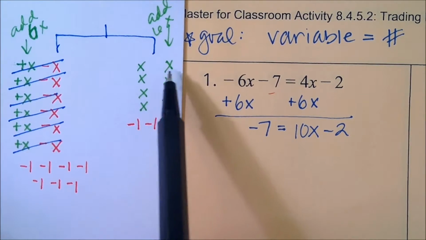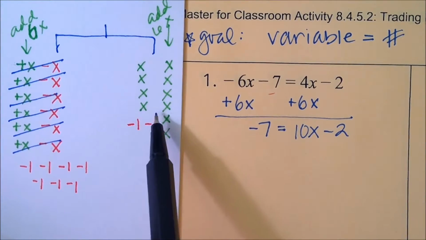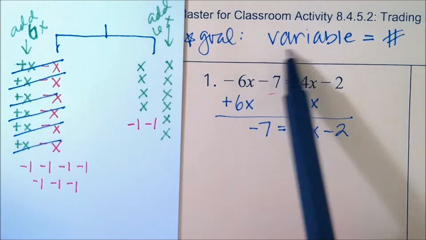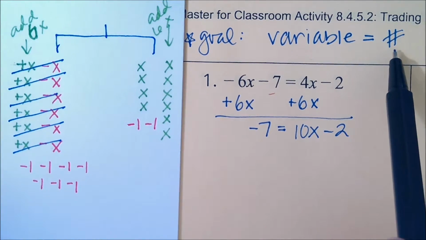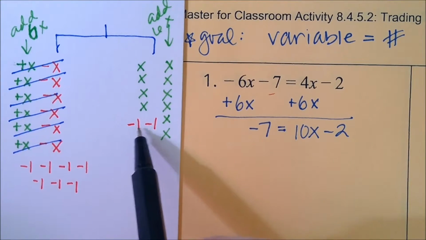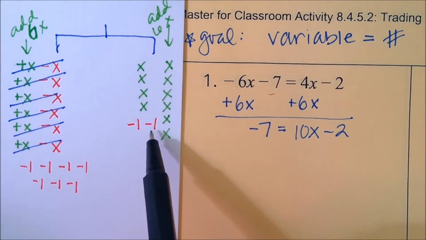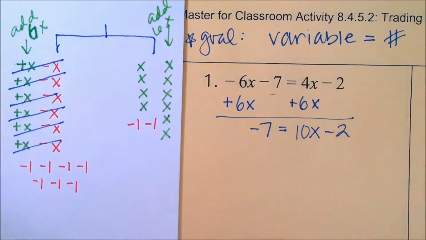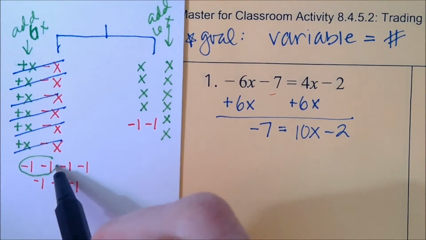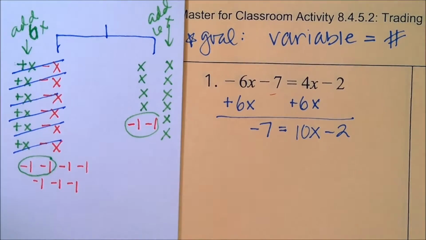I've got all my x's on the right-hand side. Now I need all my numbers on the other, because remember, the goal is to have a variable on one side and a number on the other. So I need to eliminate these 2 negative 1s. I have 2 options. I can actually take 2 negatives from each side, right? So I can remove 2 negatives from each side.